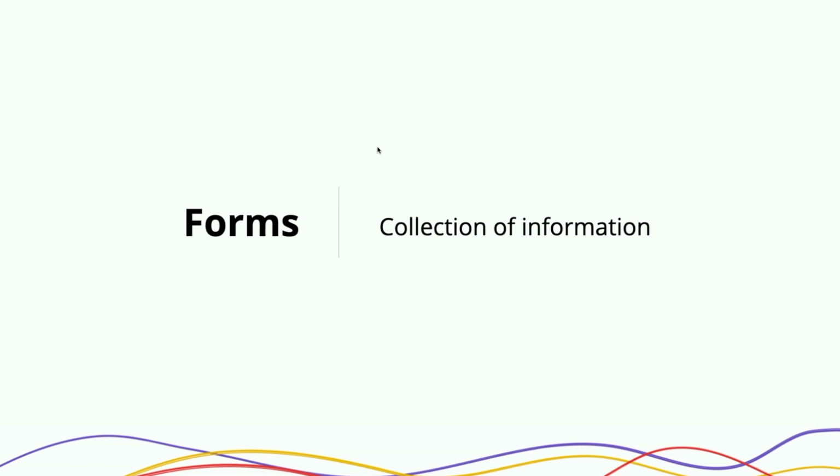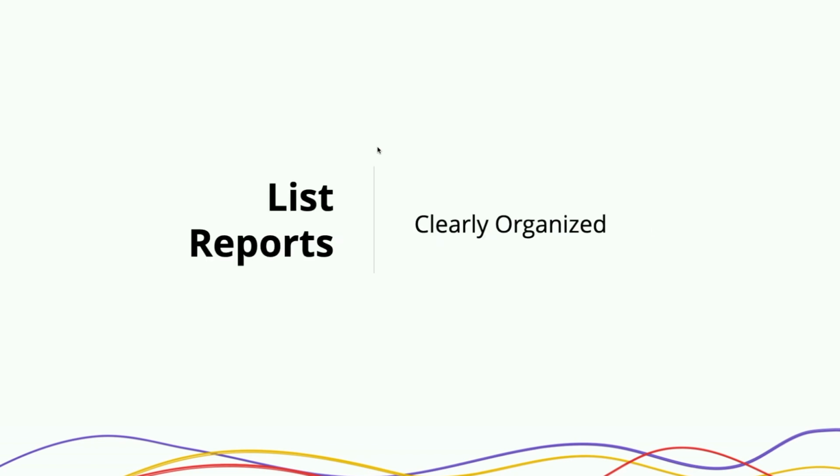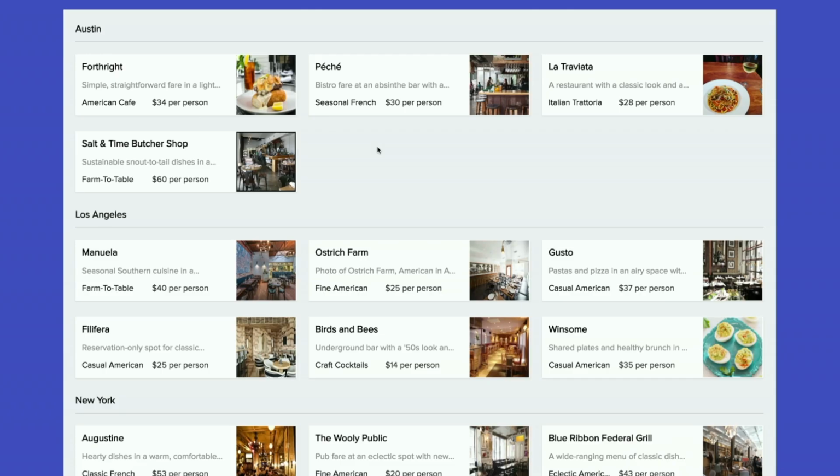So forms, like I said, are for collecting information. Then we have information easily organized, which is through our basic list reports. A list report is just a listing of items, and it can be in a graphical interface like this, or it could literally just be in rows like you see in a spreadsheet, or the default view we give you. It's an easy way to pick out information and organize it based on groupings, sort orders, and stuff like that.